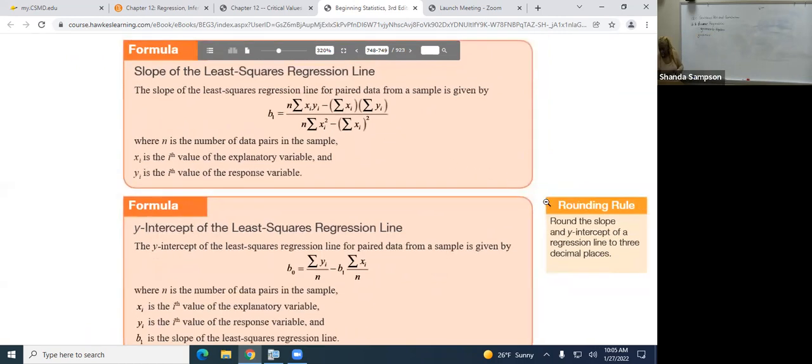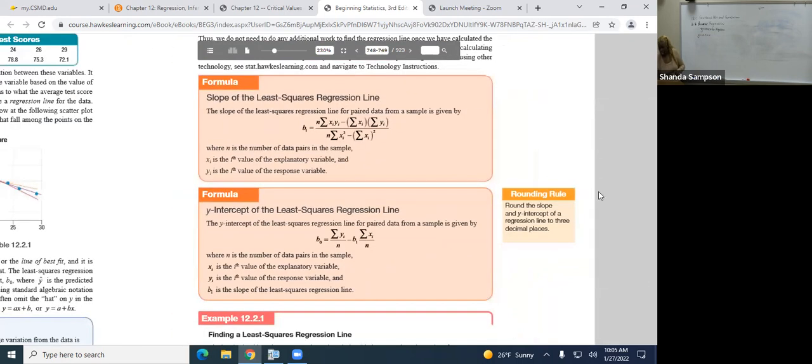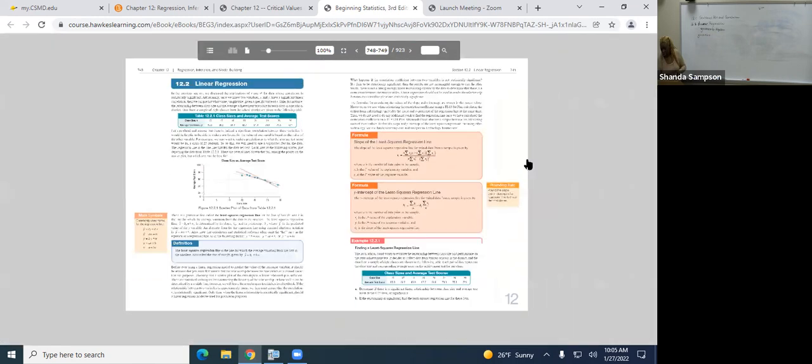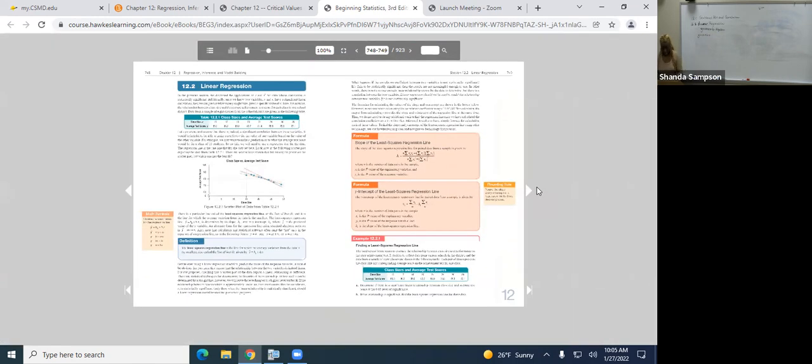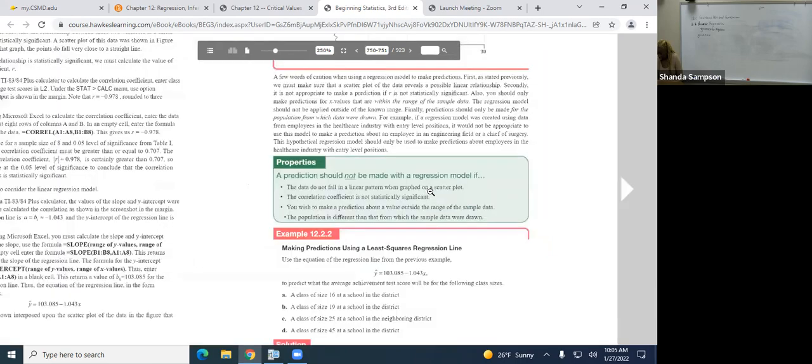And again, over here, just so you remember, it says round the slope and the intercept to 3 decimal places. So anything that you're dealing with that has to do with what we're calling R or the linear regression, you'll have to round to 3 decimal places. That's one of the most important things in the chapter. We'll do an example in a minute. I'm not going to write all this on the board. I'm just going to go over this right here, which is important.